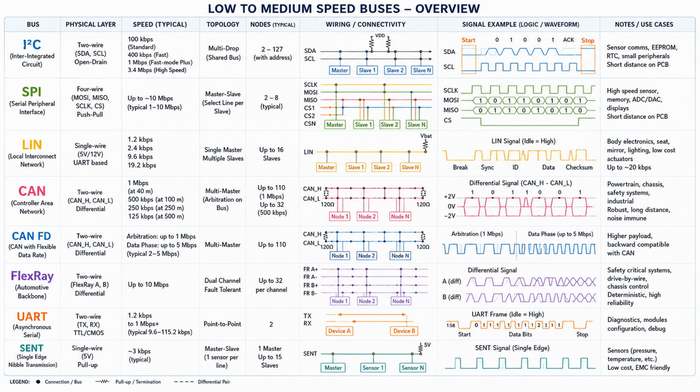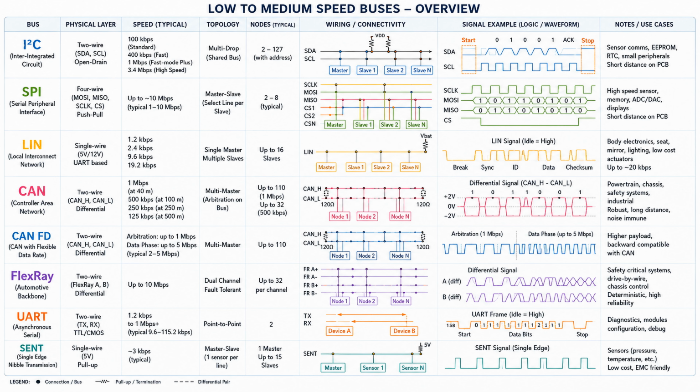Section 1 covers I2C, Inter-Integrated Circuit. It is one of the simplest and most popular chip-to-chip communication buses. I2C uses only two wires, SDA for data and SCL for clock. It uses an open-drain shared bus architecture with pull-up resistors. A single master can communicate with multiple slave devices using addresses. Typical speeds range from 100 kilobits per second to about 3.4 megabits per second.